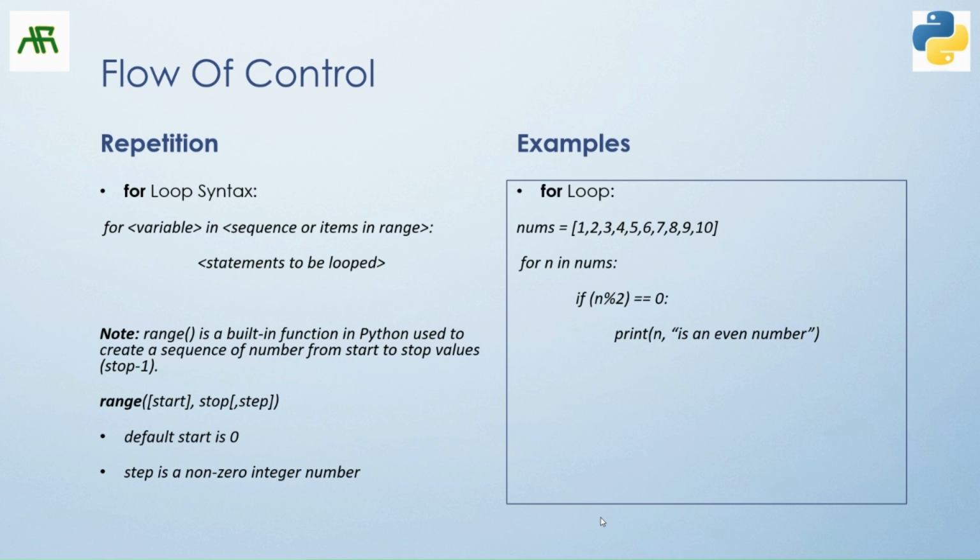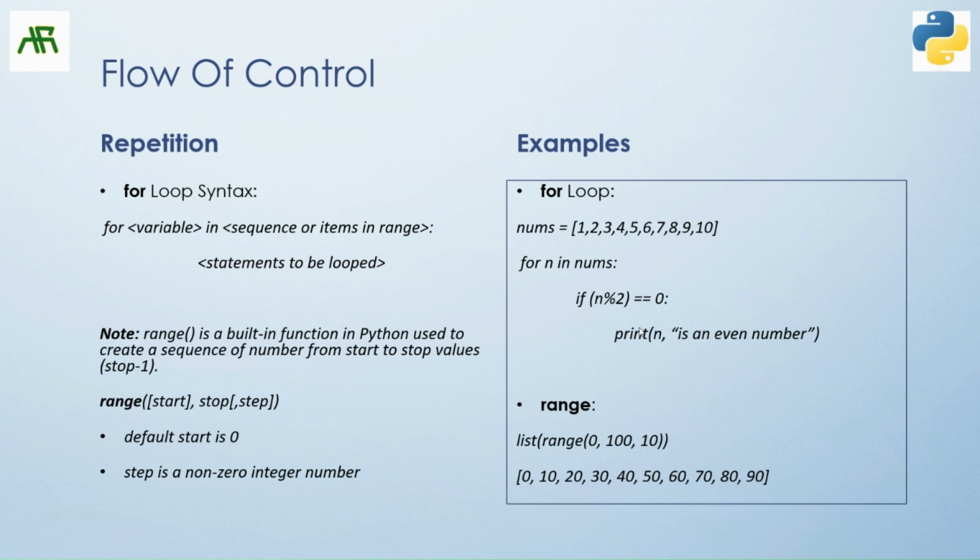Here is an example. Remember, when you give a stop value, the sequence stops at the stop value minus 1. Here is an example for the for loop construct. I have a sequence of numbers 1 to 10. For n in nums, meaning if the variable n is present in nums, and since it's a for loop, I have some conditions. If n modulus 2, remember modulus gives you the remainder, is 0, which is an even number, print n as an even number.